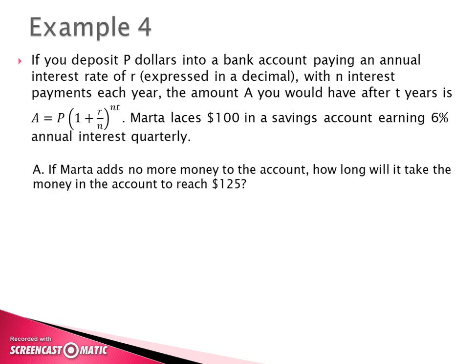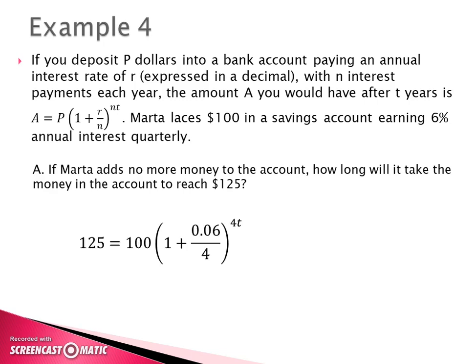So if Marta puts $100 into her savings account, earning 6% annual interest quarterly, we can fill in our information to solve. If she adds no more money into her account, how long will it take to reach $125? So our A is 125, that's how much we want. P is how much we put in, which was 100. Our rate was 0.06. Our n, that's how many times it's done, is 4 times, it's quarterly.